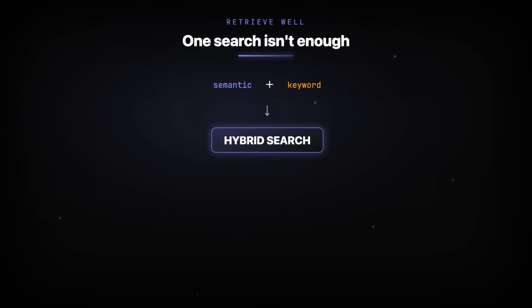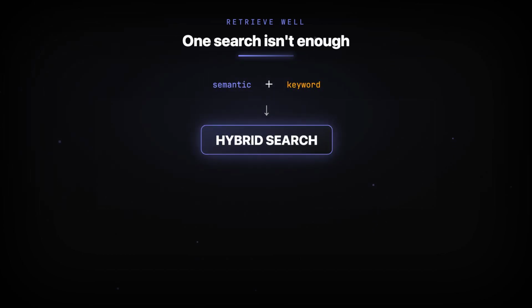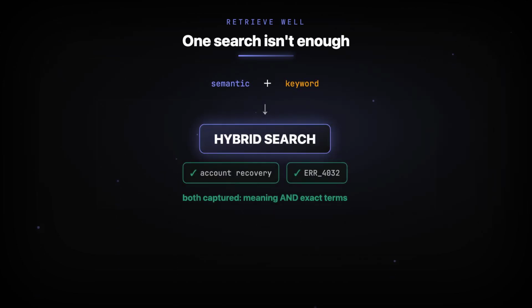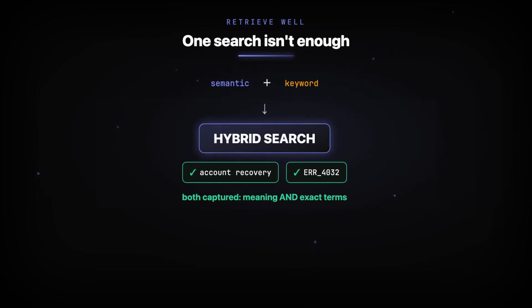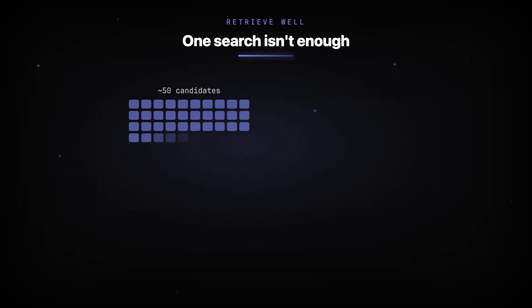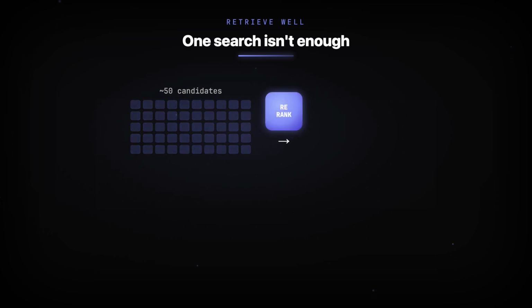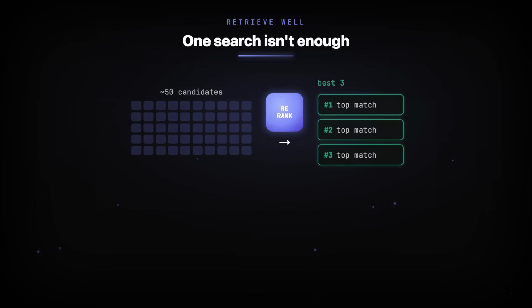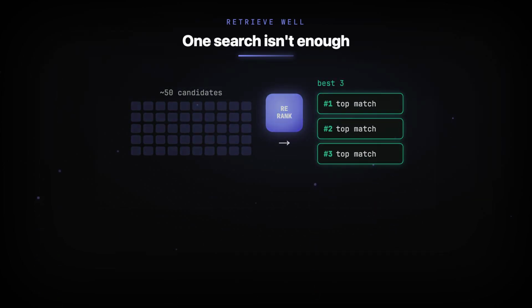So the better systems use both. That's hybrid search. Run keyword and semantic together and merge the rankings. One catches the exact terms, the other catches the meaning. Then there is one more layer, re-ranking. Hybrid pulls a wide set, say 50 candidates. A second, smarter model rereads those 50 and resorts them, so the best three rise to the top. Cast a wide net quickly, then let a specialist pick the winners.